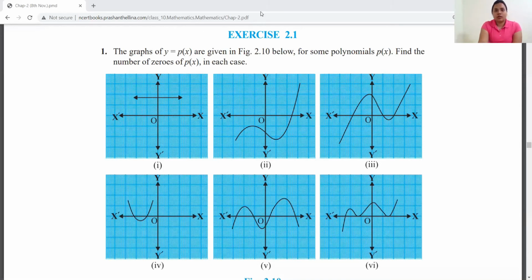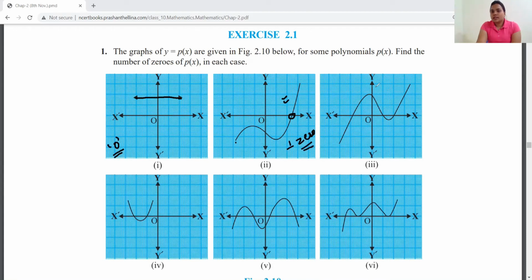So let's take the first one. Let's look at the first question. In this is the line of the graph. Clear? But it is not intersecting the x-axis at any point. So in this case, it will have no zeros because the graph is not cutting the x-axis. In the second question, this is the second question. The graph is going like this and it is cutting the x-axis here. So it has only 1 zero.